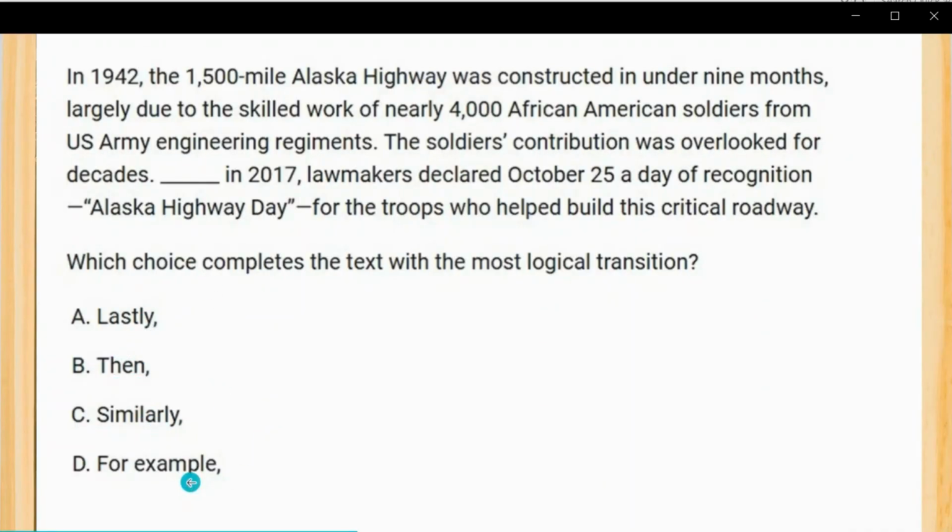Lastly, then, similarly, for example. Before we get into the transition, let me give you some actual tricks that you should use, and take this for notes, okay? Because these are actually useful.